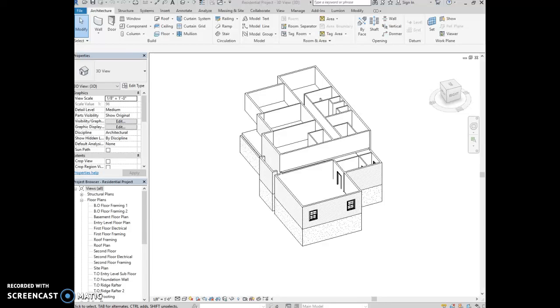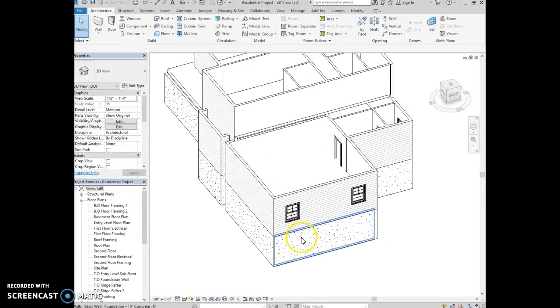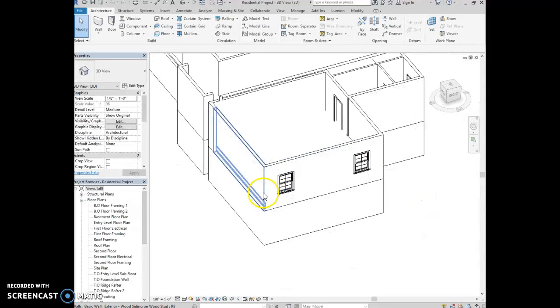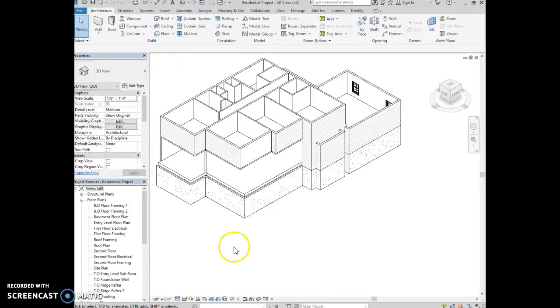Okay, so let's take a look at your model here. It looks like the garage looks good. It looks like your walls are lined up, you have your exterior wall in there, that part looks good. What I'm having trouble with is over here.